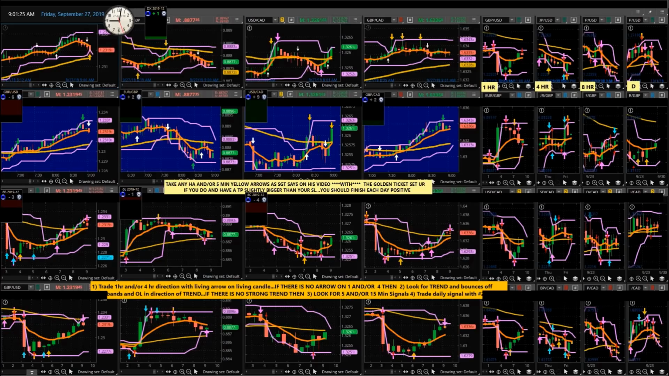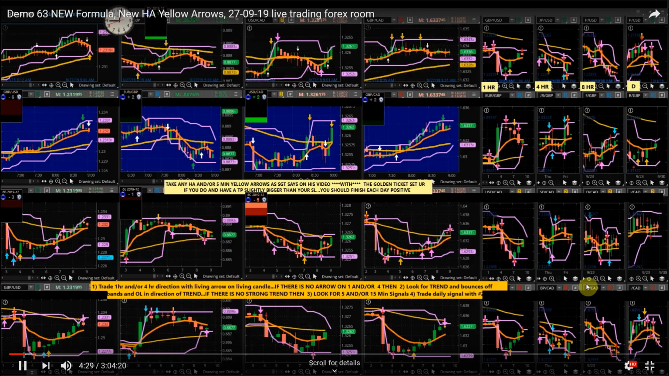Everything tells me to the downside: my bias, my daily, my 8 hour. I've seen the 4 hour has hit the orange line, so I know the trend is down. I definitely know that. And I see the point bending down and everything in the 1 hour. So I definitely know I'm going to the downside.